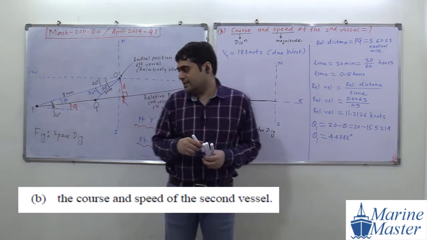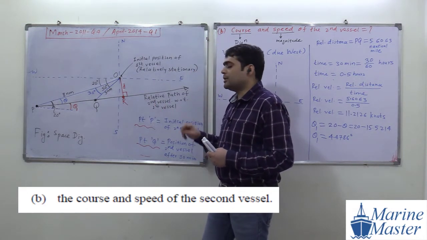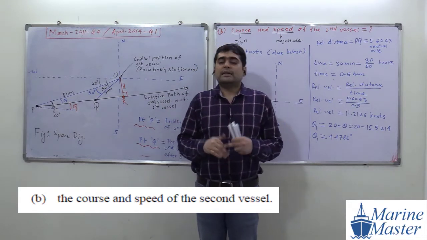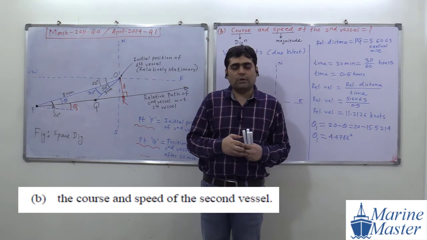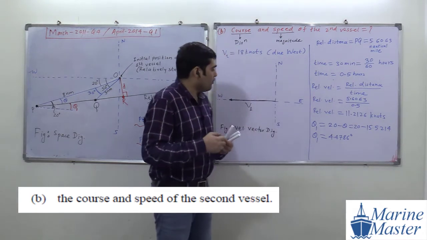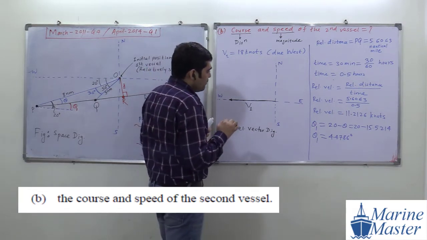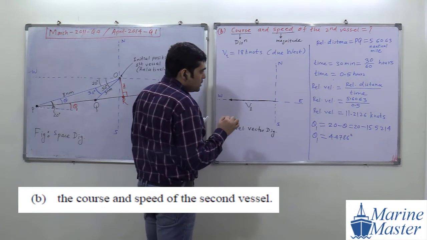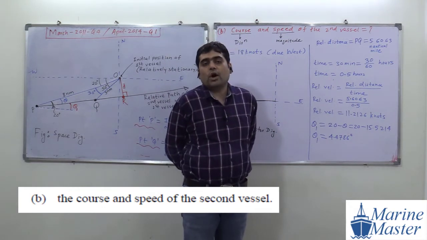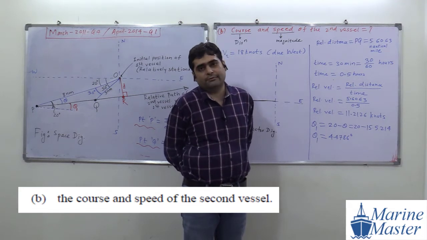So guys, why did we calculate the magnitude and direction of relative velocity? This relative path is the path of the second vessel with respect to the first vessel. Whatever the direction of the relative path, the same must be the direction of the relative velocity of the second vessel with respect to the first. So we got the direction and magnitude of relative velocity.